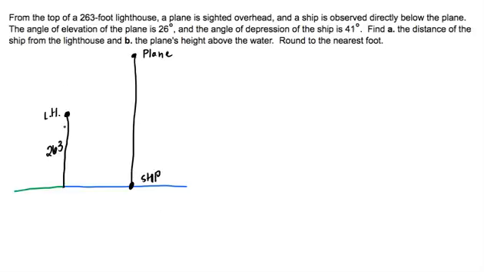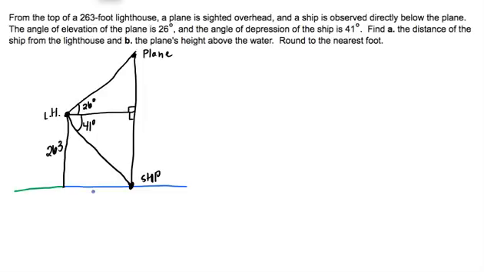Okay. The angle of elevation of the plane is 26 degrees. I think that implies that if you're in the lighthouse and you're looking up at the plane, that would be your angle of elevation right there. That's 26 degrees. And the angle of depression of the ship is 41 degrees. And those are right angles there. Find A, the distance of the ship from the lighthouse. That would be this distance down here, the blue line. And B, the plane's height above the water.